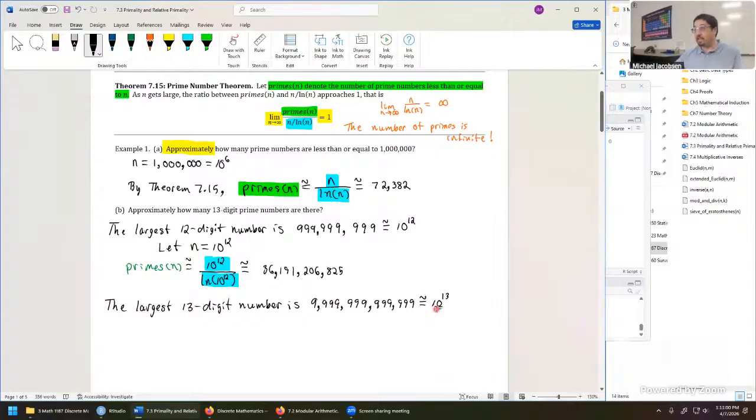We're just putting an approximation down here, and now we can say let m be equal to 10 power 13. Rewrite this step, primes m is going to be approximately equal to 10 to the power 13 divided by the natural logarithm of 10 to the power 13. Then probably quite a bit bigger than this value right here.